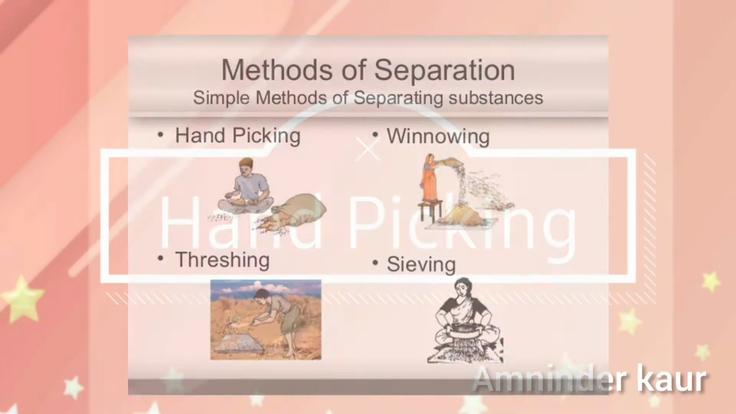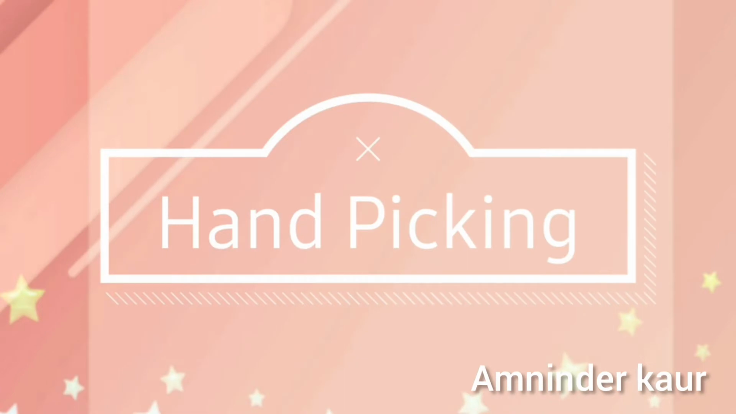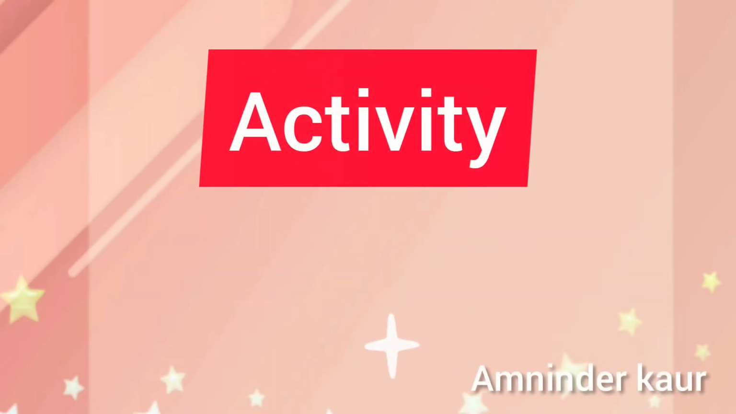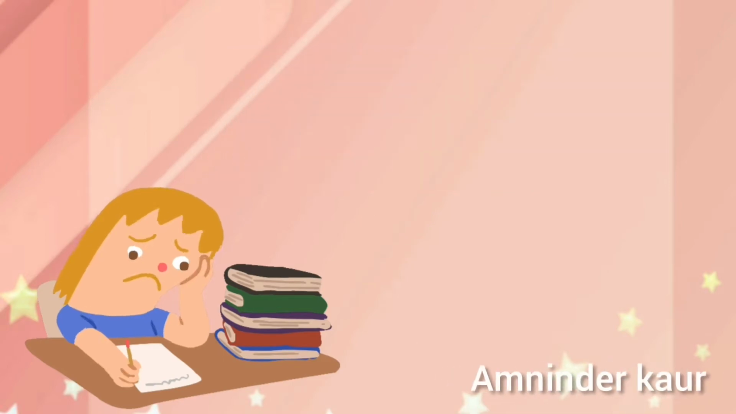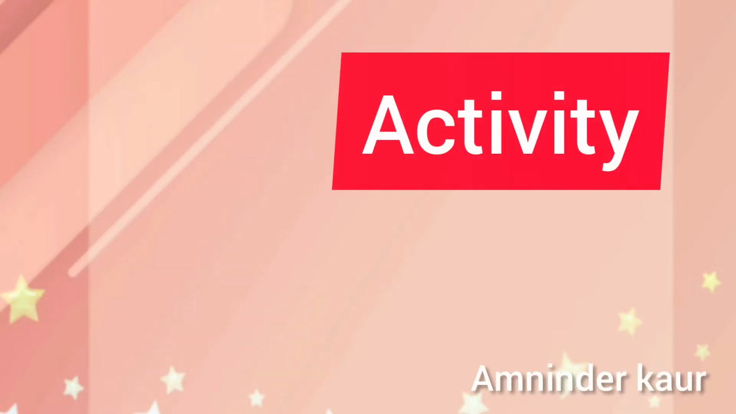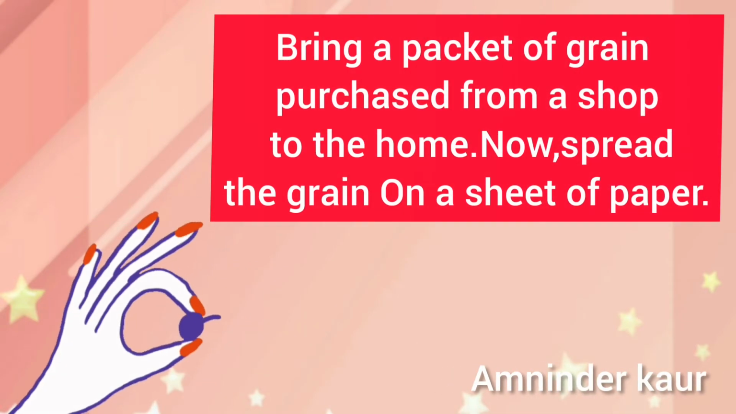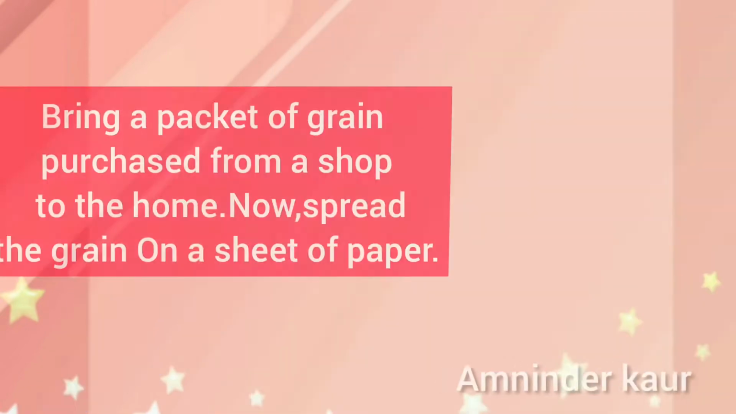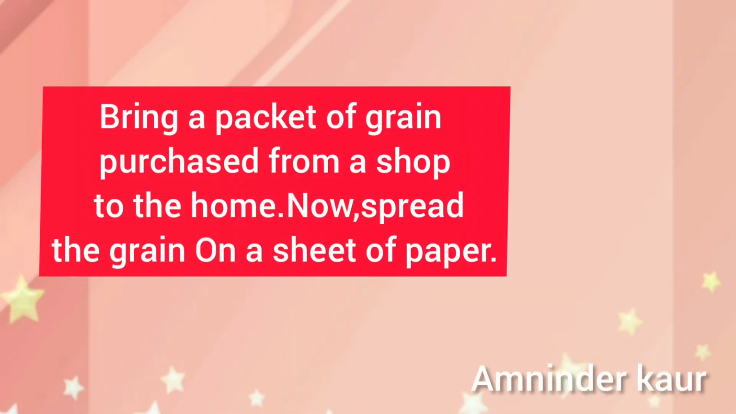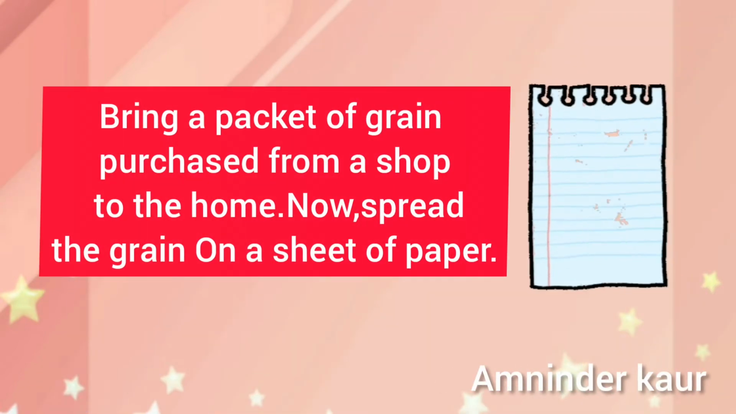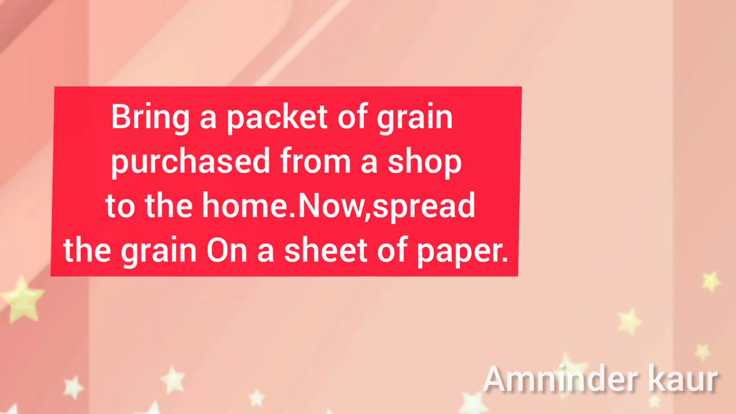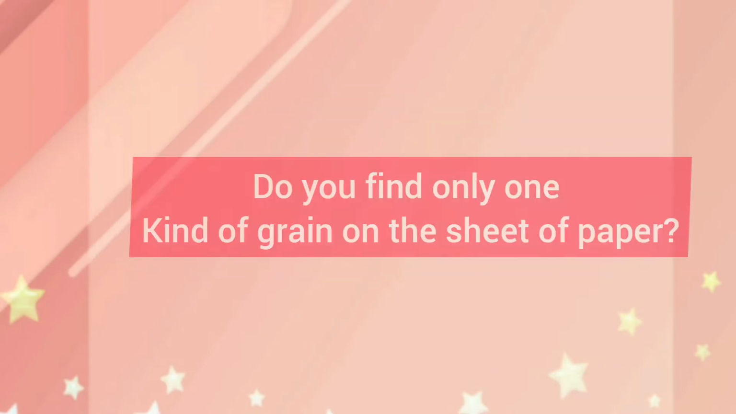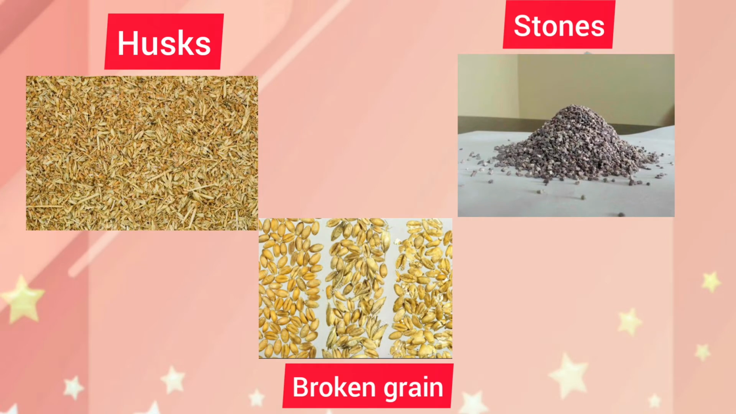So the first method is hand picking. Now you have to do an activity to understand it better. Bring a packet of grain purchased from a shop to the house. Now separate the grain on a sheet of paper. Do you find only one kind of grain on the sheet of paper? Are there pieces of stone, husk, broken grain, and particles of any other grain in it?